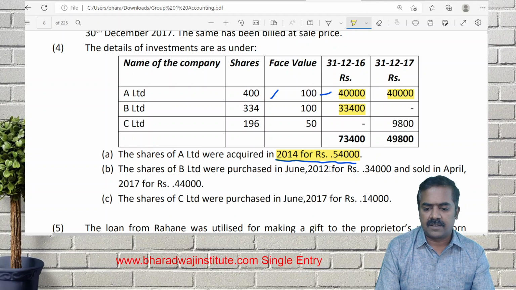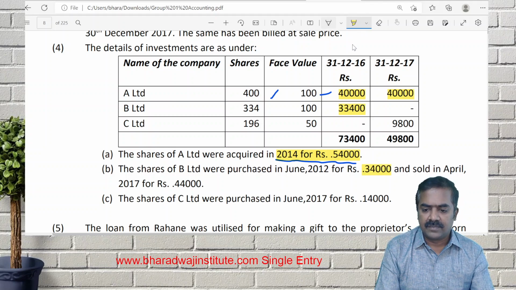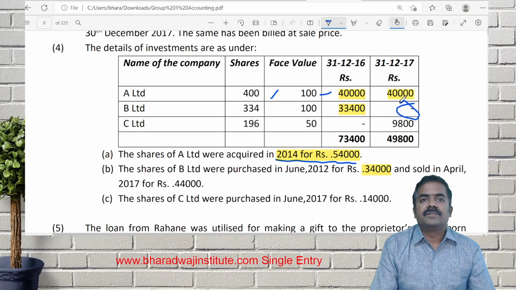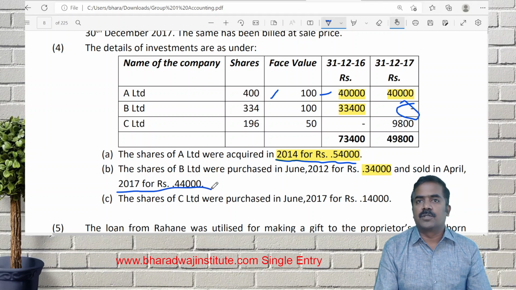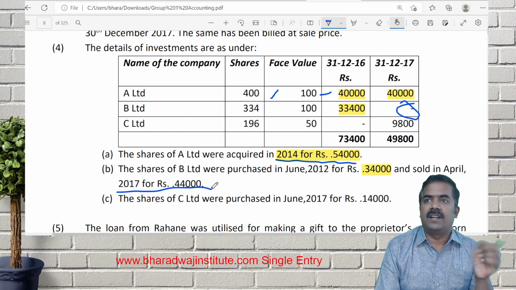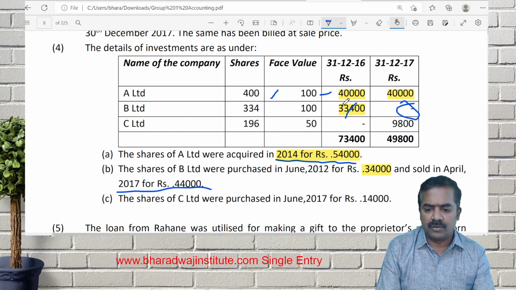33,400. But what is the cost? 34,000. But at the end of the year, whether it is there at the end of the year? It is sold out. It is sold out in which month? April 2017 is sold out. So, B Limited investment will be there at the beginning of the year, but will not be there at the end of the year. Will you take 33,400? No. Which value will take?